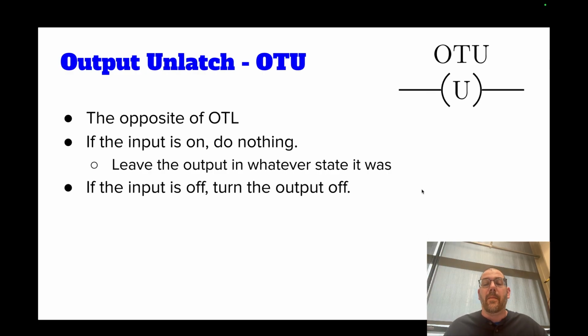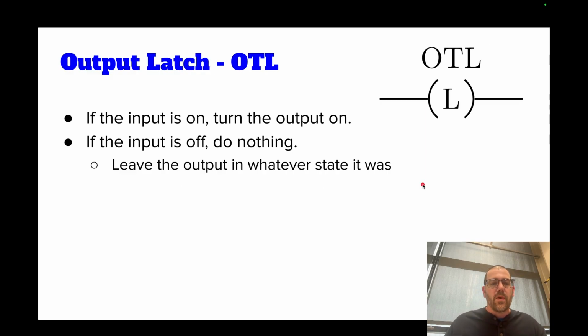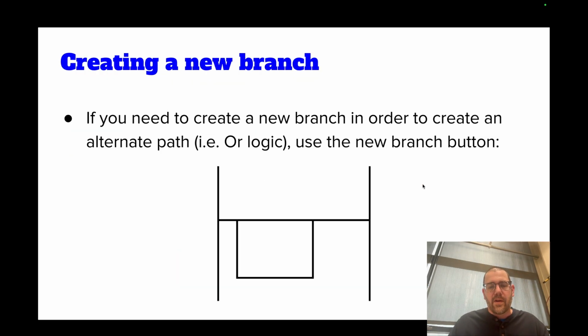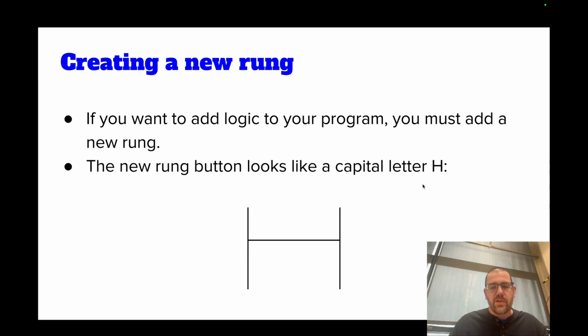So the opposite of an OTL is an OTU, or an output unlatch, with the U in the center here. Essentially it only turns the output off. So if the input is off, turn the output off. If the input is on, leave it alone, do nothing, leave it in whatever state you found it. So those are the 5 most common elements of ladder logic, along with how to create branches and rungs.